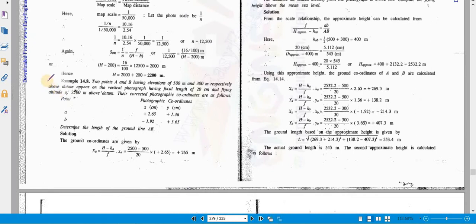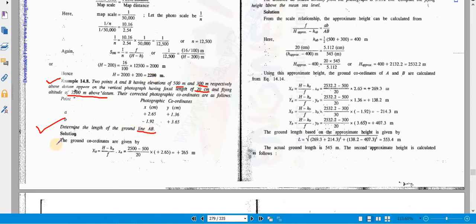Now the next problem is related to the 2-point problem that we have done the derivation for. 2 points A and B having an elevation of 500 meter and 300 meter respectively above the datum appear on a vertical photograph having a focal length of 20 centimeter and a flying altitude of 2500 meter above the mean sea level. The corrected photographic coordinates are x equals to plus 265 and minus 192, y equals to positive 1.36 and positive 3.65. Determine the length of the ground line AB. So we have to calculate the length of the line.